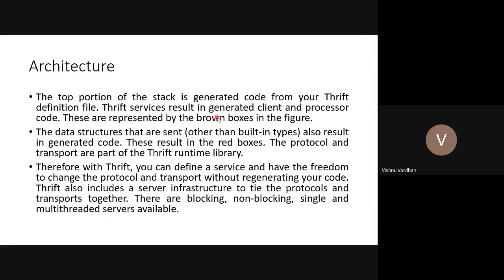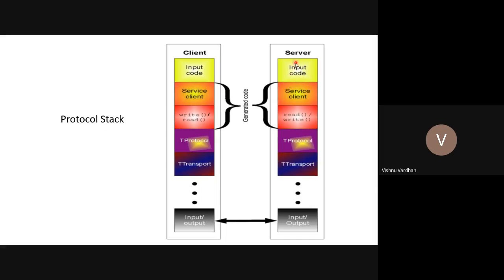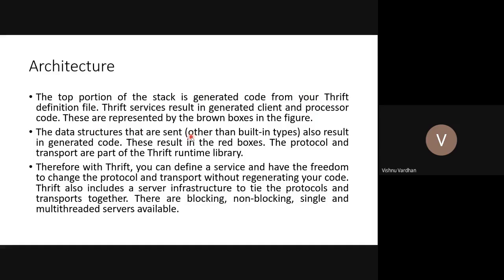Then Thrift services result in generated client and processor code. These are represented by the brown boxes in the figure. The Thrift engine takes this as the input code and accordingly processes the instructions to generate the further set of code in the service client format. It will take the help of read and write operations. Sometimes it will be reading from this code, and sometimes it is writing some instructions according to the IDL file that you have provided. Then the data structures that are sent also result in generated code.